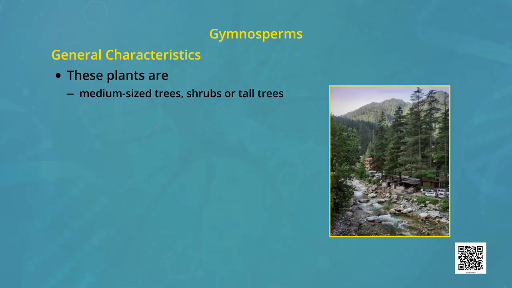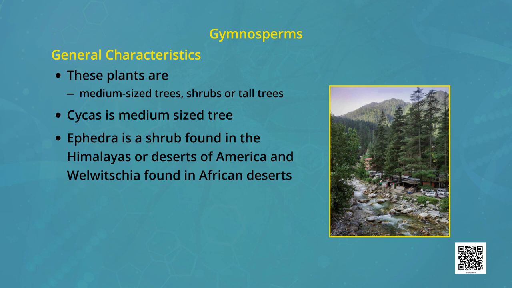The shape and size of gymnosperms also vary. They can be medium sized trees, as you must have seen cycas at many places such as gardens or even in pots. They can be shrubs such as ephedra, which is found in Himalayas, and Welwitschia, which is found in African deserts. Zamia pygmea is the smallest gymnosperm. Pygmea comes from pygmy, which means small.